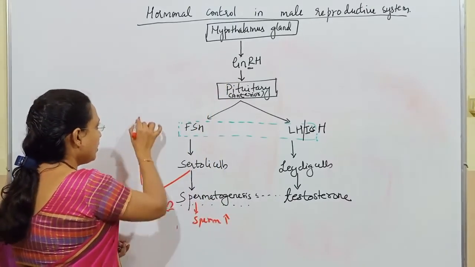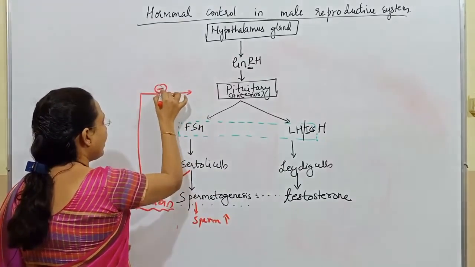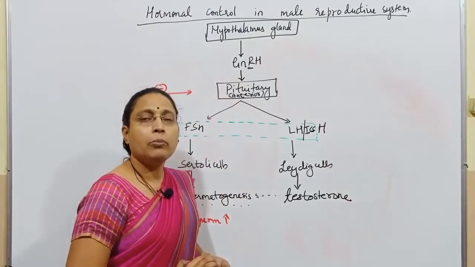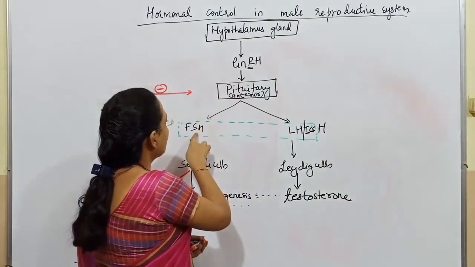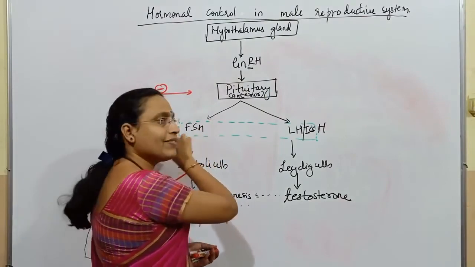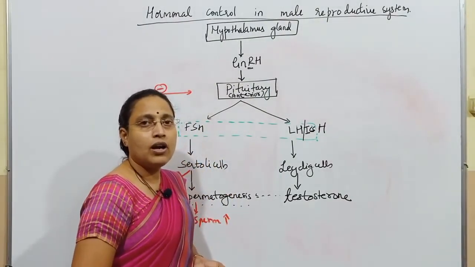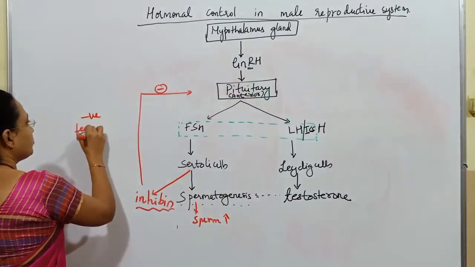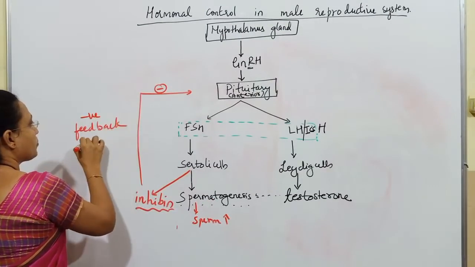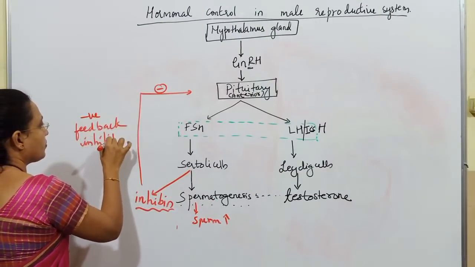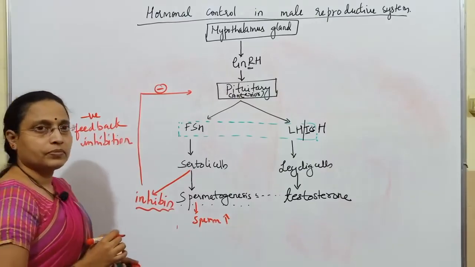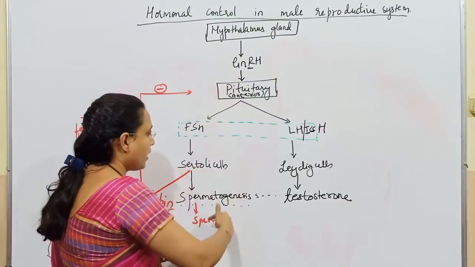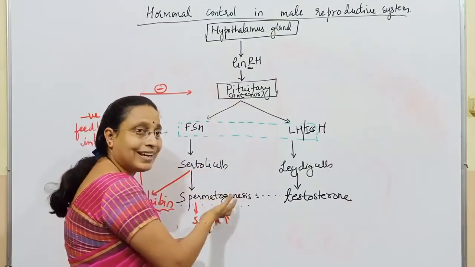Now this inhibin, what it does is, negative means what? Decrease. It will inhibit the pituitary gland from producing FSH. This is called negative feedback inhibition. What was positive feedback inhibition? Positive feedback inhibition is where there was an increase in the end product.